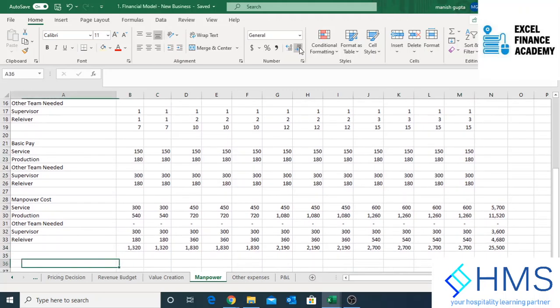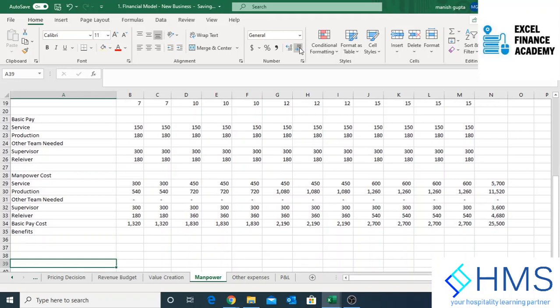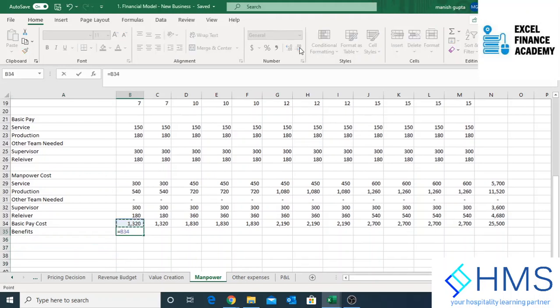Now you may have other expenses, so this is the basic pay cost. What about the government benefits? You may have to pay them benefits and other perks. If you know your company policy, you can factor those in based on number of people. If you don't have that, you may want to just use a formula, let's say another 20% or 30% on top of it. Usually it depends on the country where you are. It can range from 25% to 40% of the basic pay.